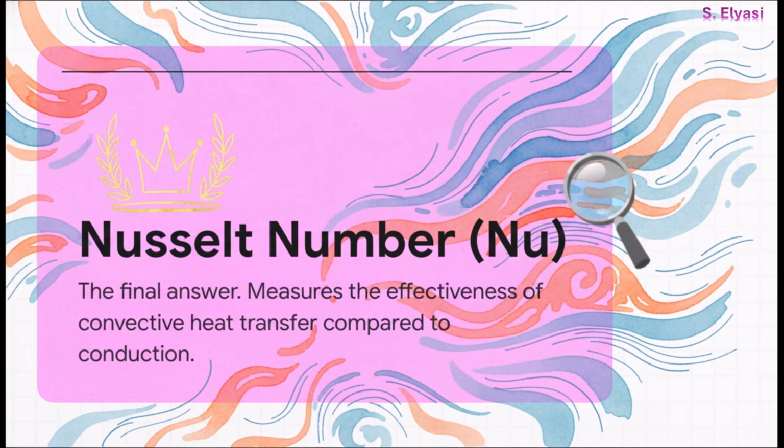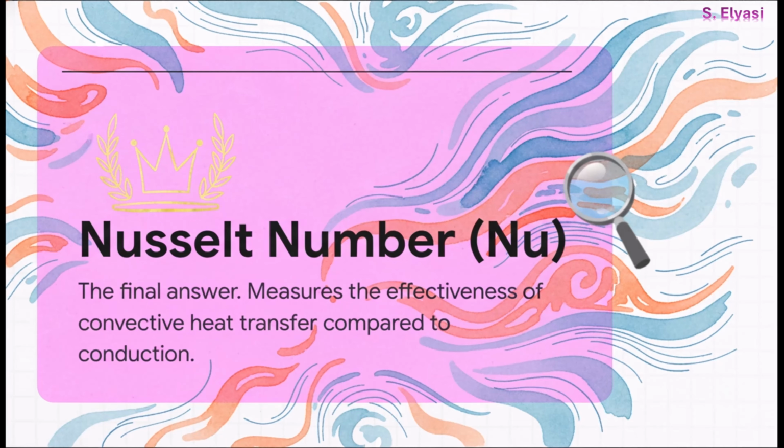And finally, the Nusselt number, Nu. This is the prize. This is what we're solving for. It basically tells you how much better your heat transfer is with the fluid moving, that's convection, compared to if the fluid was just sitting still, that's conduction.